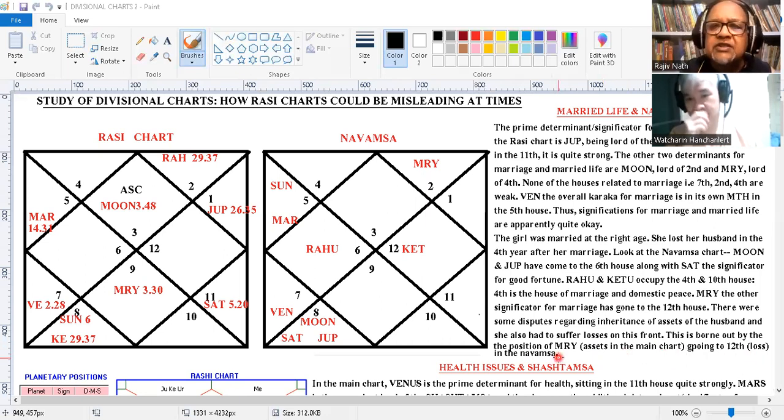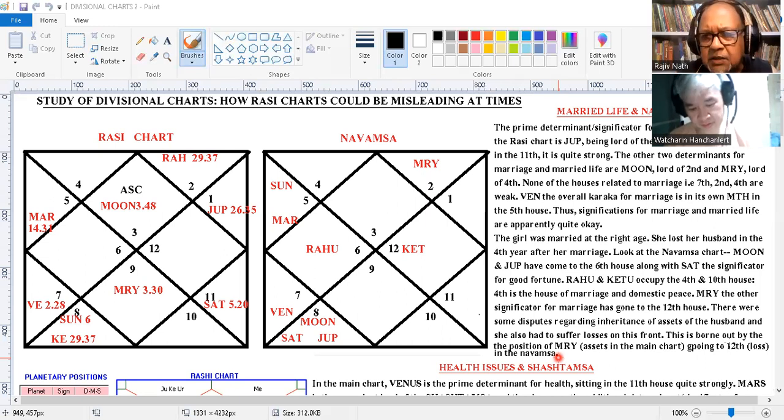So this is how we never make a prediction when we see that all the significator or determinant planets in a given horoscope are looking strong and signifying positive events. We don't predict the event without studying the related Varga chart. For marriage, D9 or the Navamsa is the pertinent Varga chart. So this is one example.